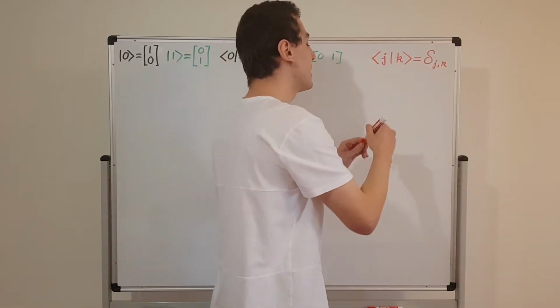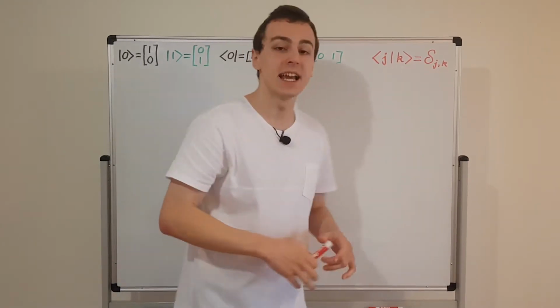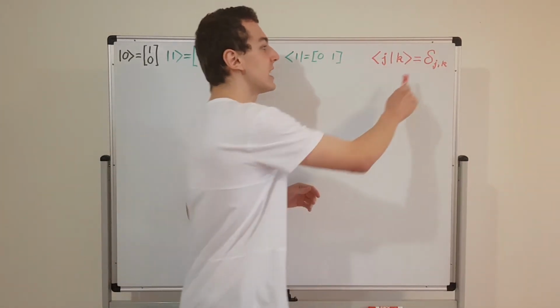So what does this actually mean? When we have a Bra-Ket combination, that is an inner product. This gives a complex number.